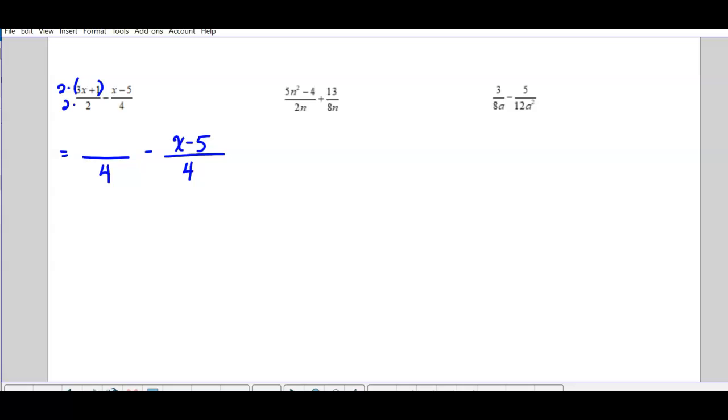Just remember that you have to multiply everything in the numerator by 2. So it's like having brackets there. If you want to show that step, you can with the brackets, or I'm going to show it there and expand out. So that would be 6x plus 2. Okay.